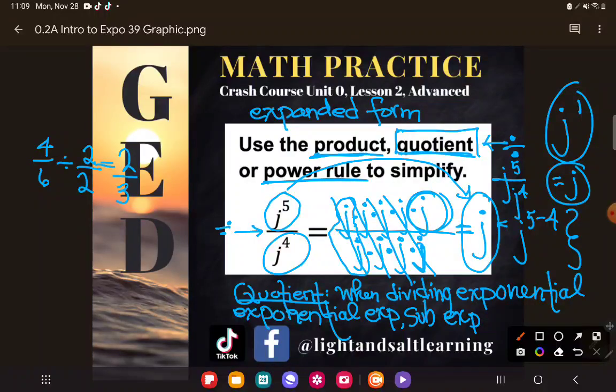So I don't care if you use the expanded form to notice the pattern, just like the mathematicians did who wrote the rule, or if you memorize the rule, but you do need to be able to divide exponential expressions for the GED.